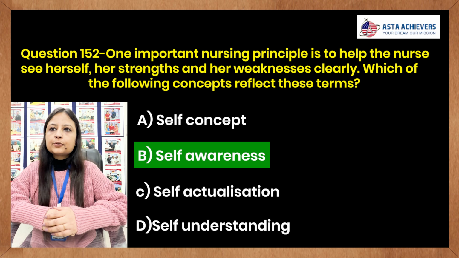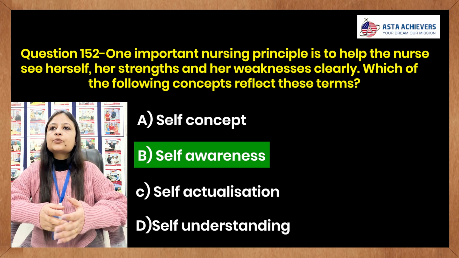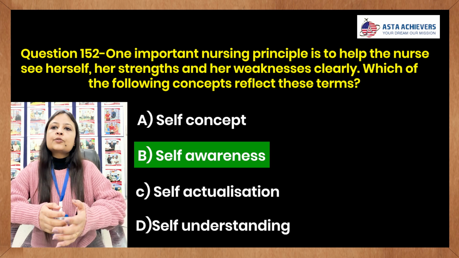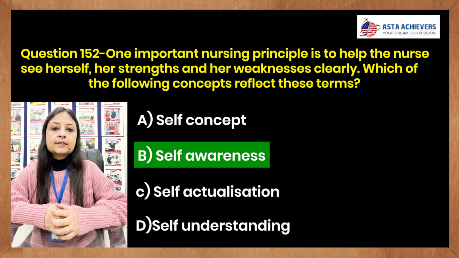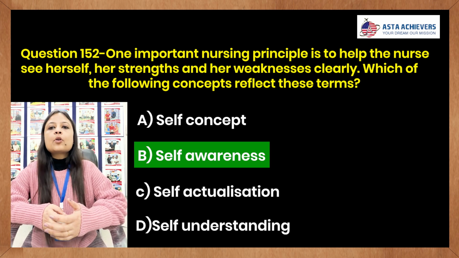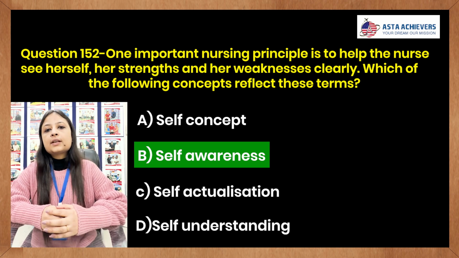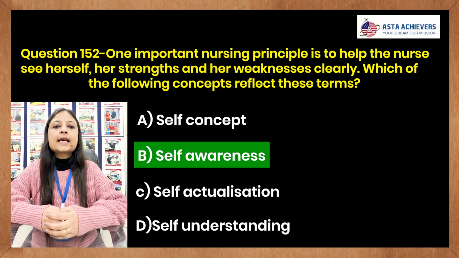Question number 152. One important nursing principle is to help the nurse see herself, her strength and her weakness clearly. So which of the following concepts reflects these terms? Option A, self-concept. Option B, self-awareness. Option C, self-actualization. And option D, self-understanding. So option B, self-awareness, is the correct answer.